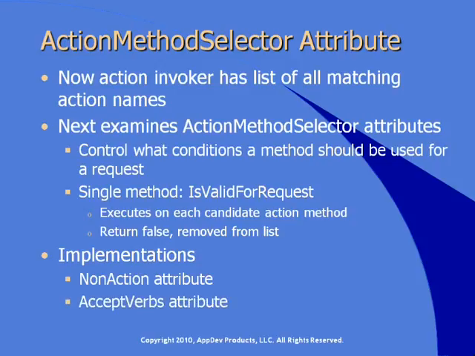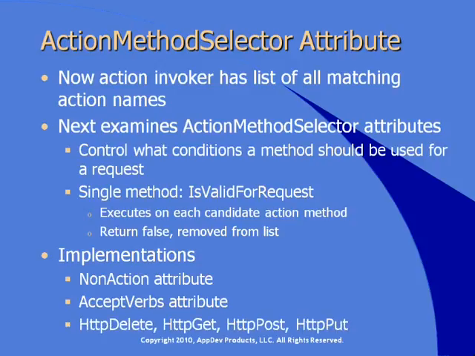The accept verbs attribute is a little bit more interesting. It uses the HTTP verb of the current request to determine whether the method should handle the request. That means that you could have multiple overloaded methods in the controller class designed to respond to different HTTP verbs, such as get, post, delete, etc. It takes a single parameter with a list of HTTP verbs that the method will handle.